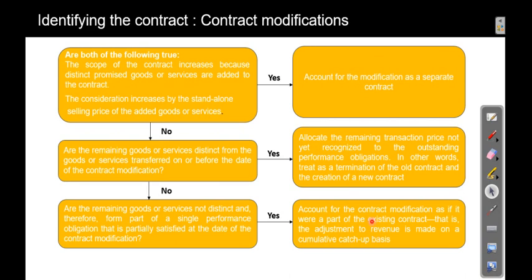So this is precisely contract modifications. And in the next video lesson, we are going to start with the second step, which is identifying the performance obligations in the contract.